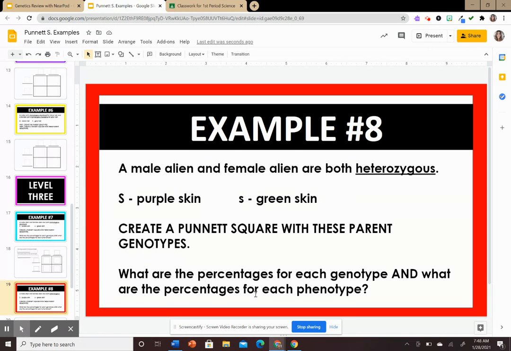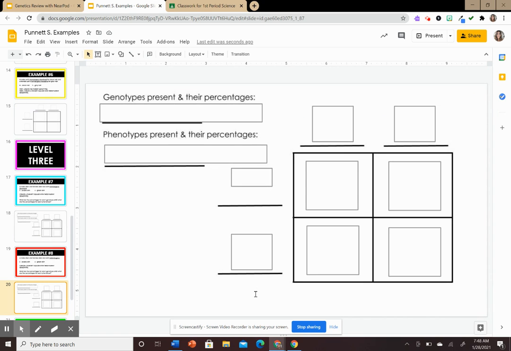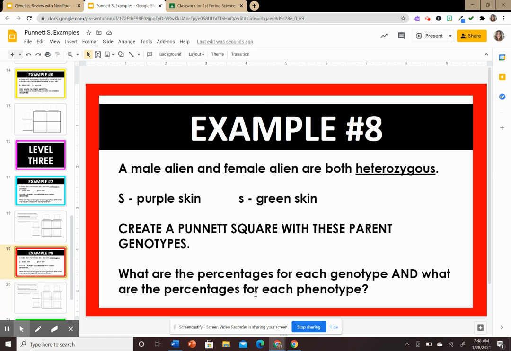Okay, so it says a male and female alien are both heterozygous. We know that the gene is represented by an S, and we know that there's 2 phenotypes, purple skin and green skin. So we're going to create a Punnett square with these parent genotypes. Okay, so again, looks like example 1 and 2, just has a little bit more to it. So let's go back up. Both the male and the female are heterozygous. Okay, again, that means two different alleles. That means the male and the female have one big S and one little s.